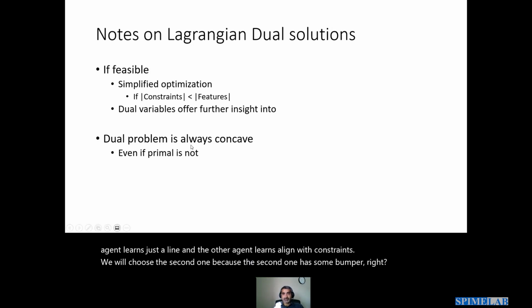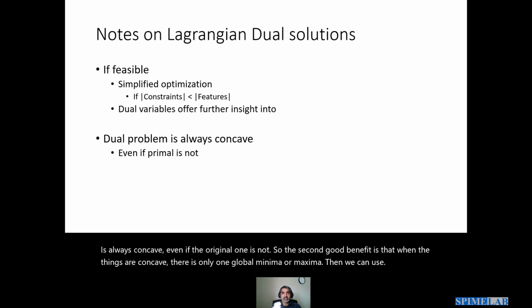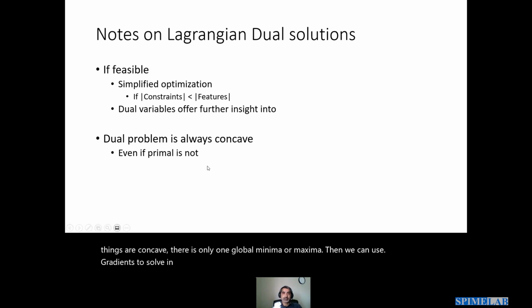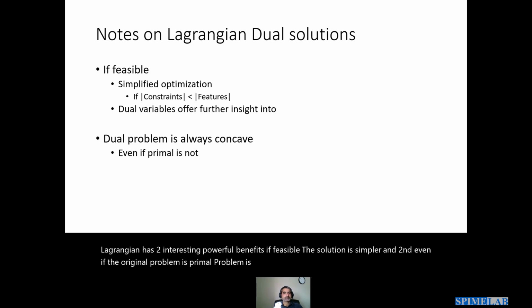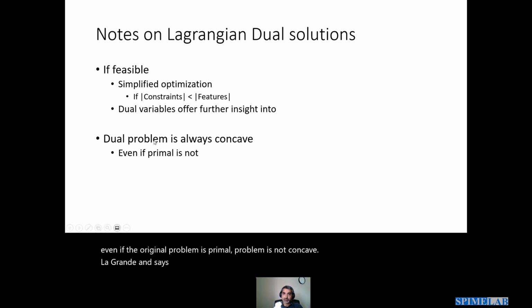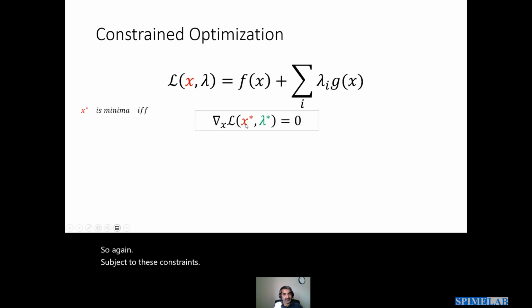The dual problem is always concave, even if the original one is not. So the second good benefit is that when things are concave, there is only one global minima or maxima, so we can use gradients to solve. And that is why the Lagrangian has two interesting, powerful benefits. If feasible, the solution is simpler. And second, even if the primal problem is not concave, the Lagrangian guarantees that the dual will be concave.